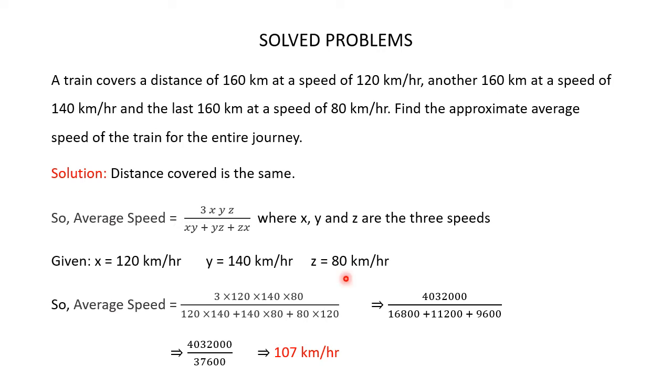Now substituting these values in the formula, we get average speed is equal to 3 multiplied by 120 multiplied by 140 multiplied by 80 divided by 120 multiplied by 140 plus 140 multiplied by 80 plus 80 multiplied by 120. When you solve this, you will get 107 kilometers per hour. So the average speed of the train for the entire journey is 107 kilometers per hour.